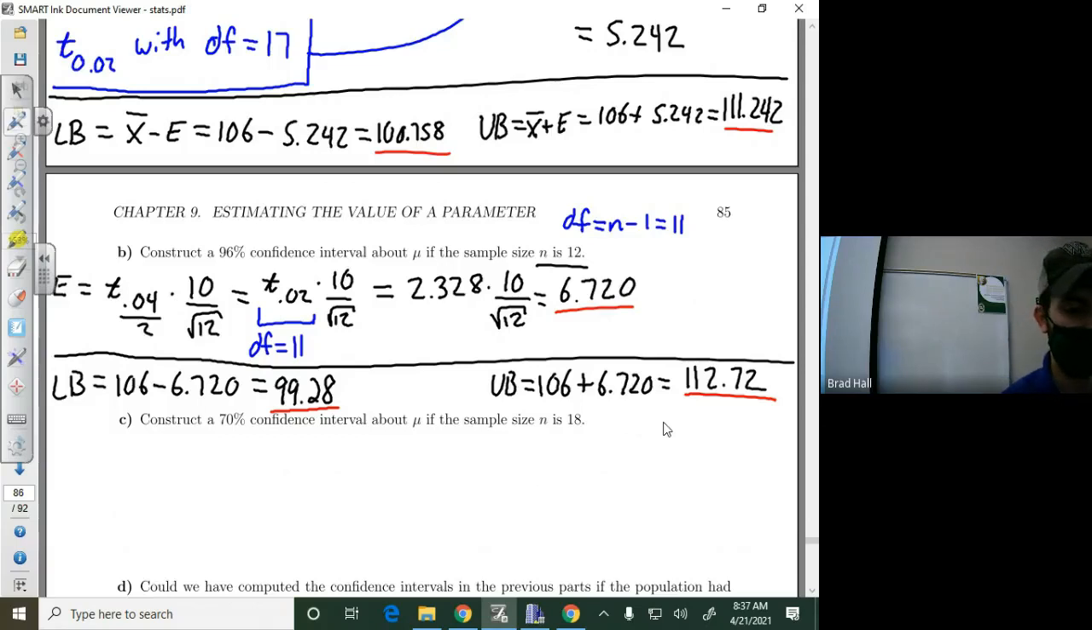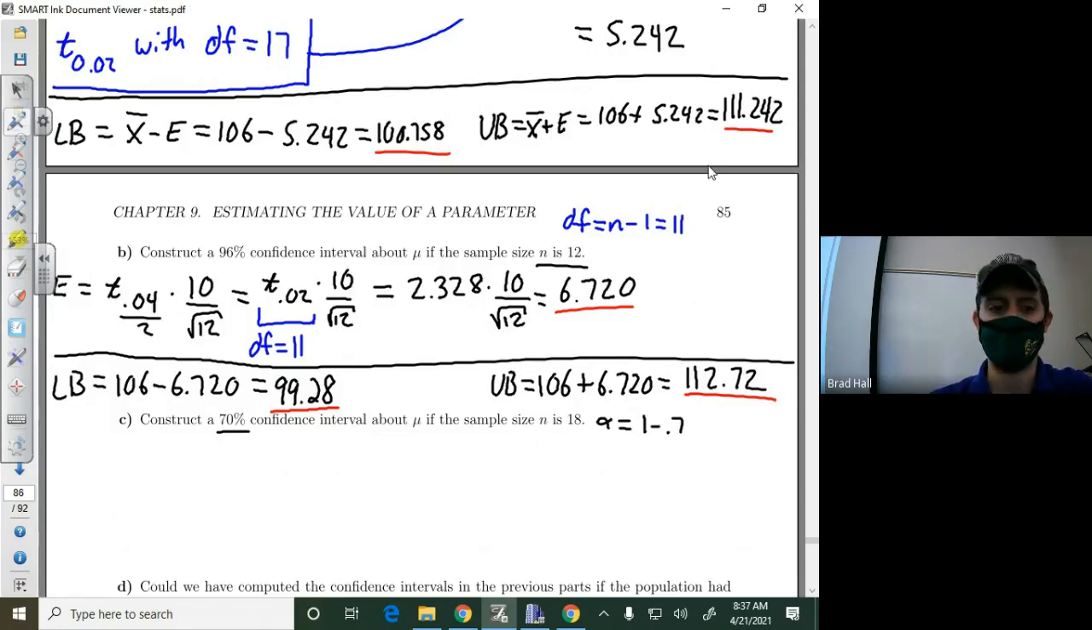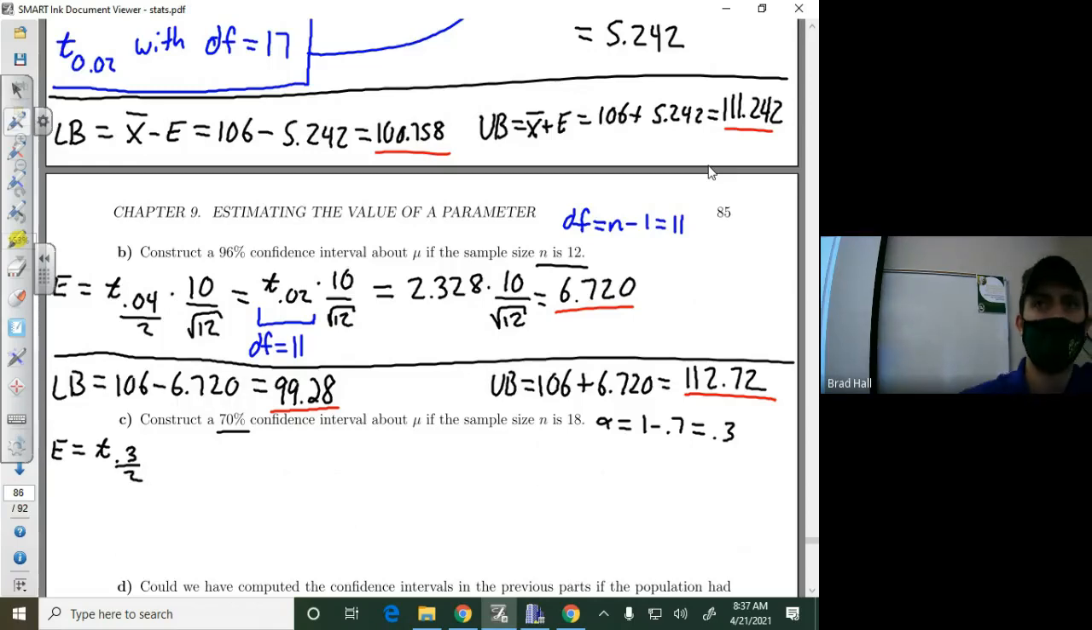Well, because they're changing this to a 70% confidence interval, we need to find a new alpha. Alpha is 1 minus 0.7. Remember, alpha is always found from the level of confidence. So that's 0.3. We can go ahead and find that error term. So it's 0.3 divided by 2 now, because remember, it's alpha divided by 2 in the formula, times the standard deviation, which is still 10, divided by the square root of lowercase n, which is 18.